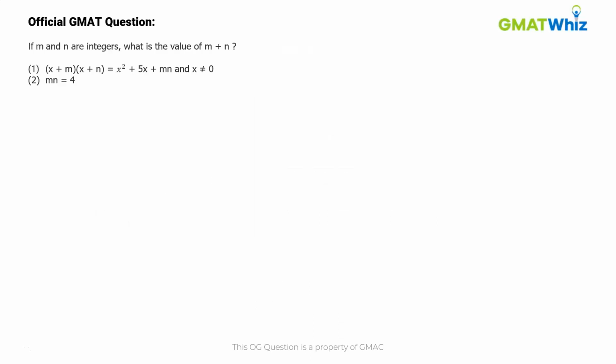In this question, we are given that m and n are integers. We have to find the value of m plus n. Since there's not much that we can infer from the question, we move on to step 2 and analyze statement 1.